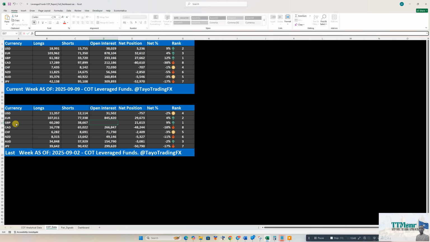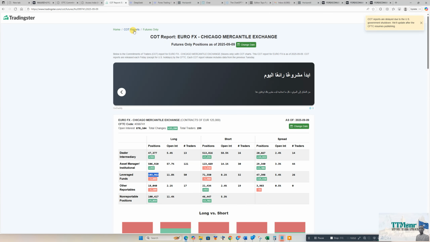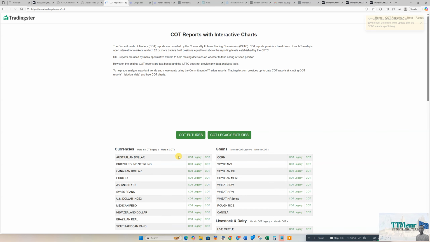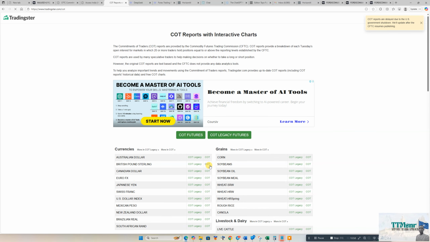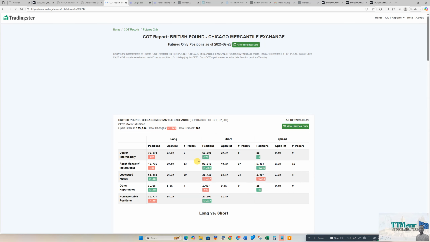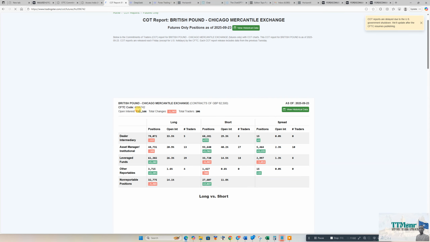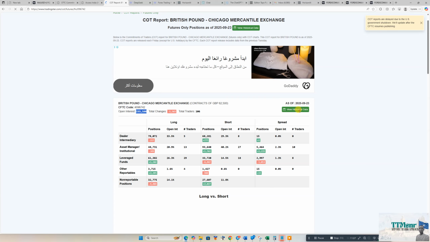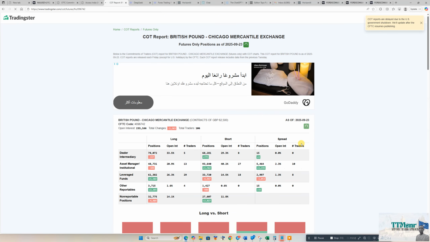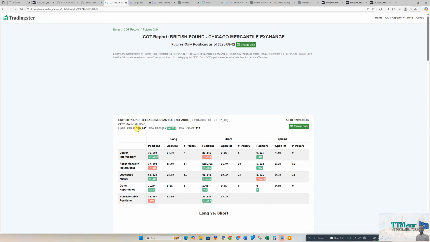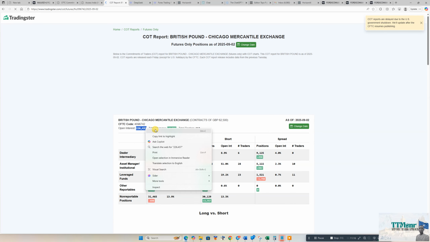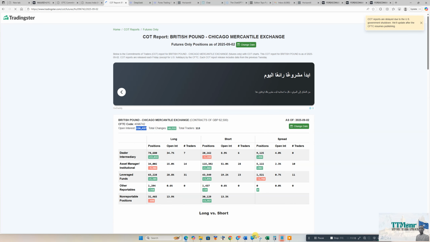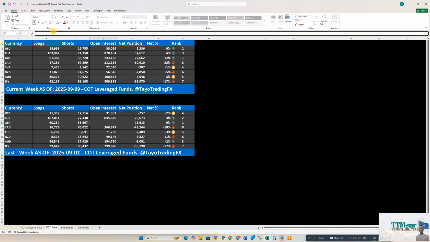So what I want to do is JPY next. Okay, back here, and then look for British pound sterling. Okay, and then let me have open interest. So let us look first at the week. The date is important. Okay, open interest, and then put it here.